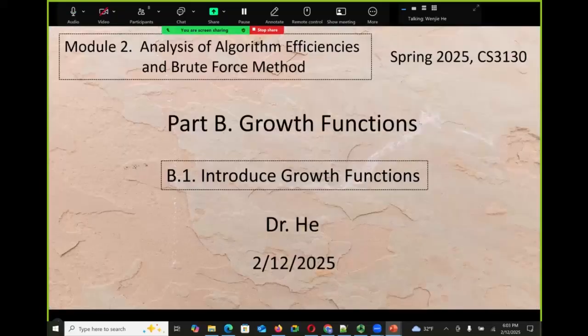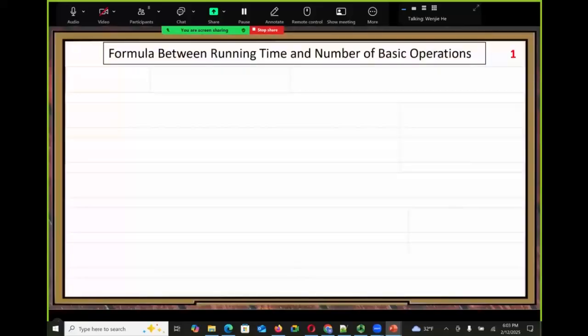The title of part B, growth functions. This time, we will start to do some theoretical study. We need to study some abstract concepts. The first abstract concept is the growth function. So what's that growth function? A formula between running time and the number of basic operations.